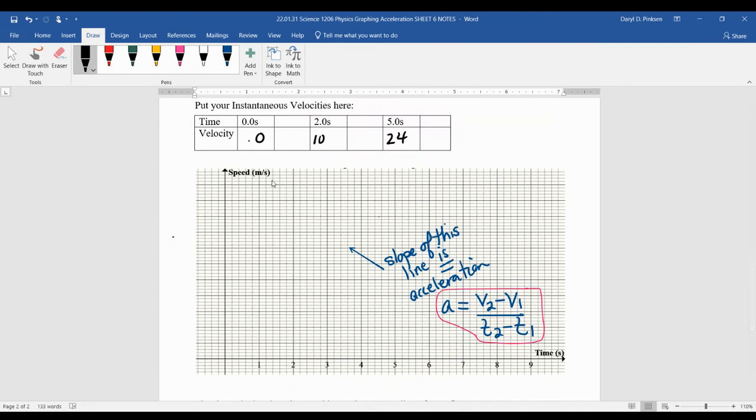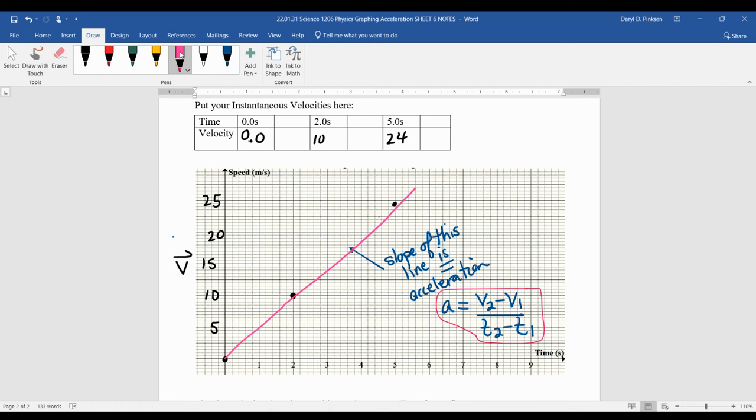And now there's our V versus T graph, 5, 10, 15, 20, 25. The times are all the same. And now we have a graph with 3 points, 0 and 0, 2 and 10, 5 and 24. And we can draw a line of best fit through these points. It doesn't have to hit all the points. And the slope of this line, the pink one, is the acceleration.